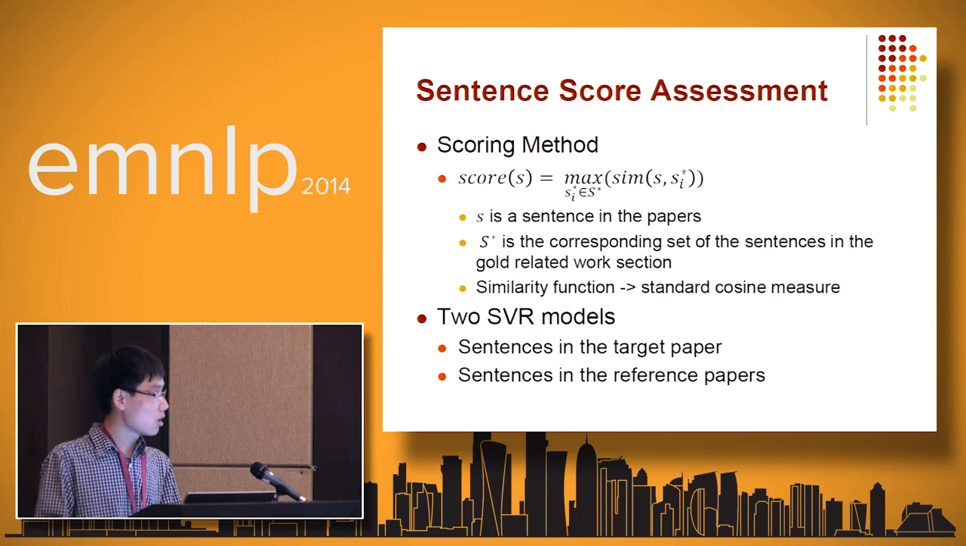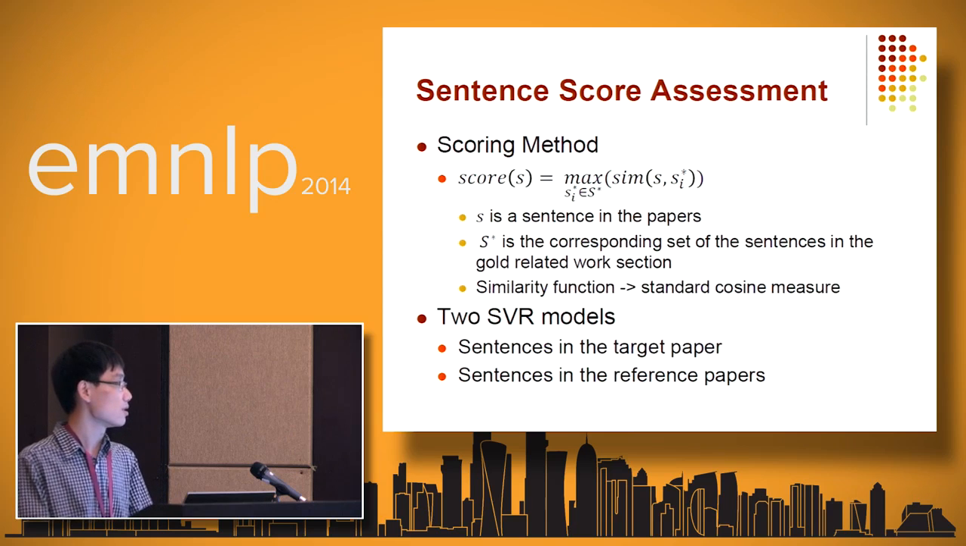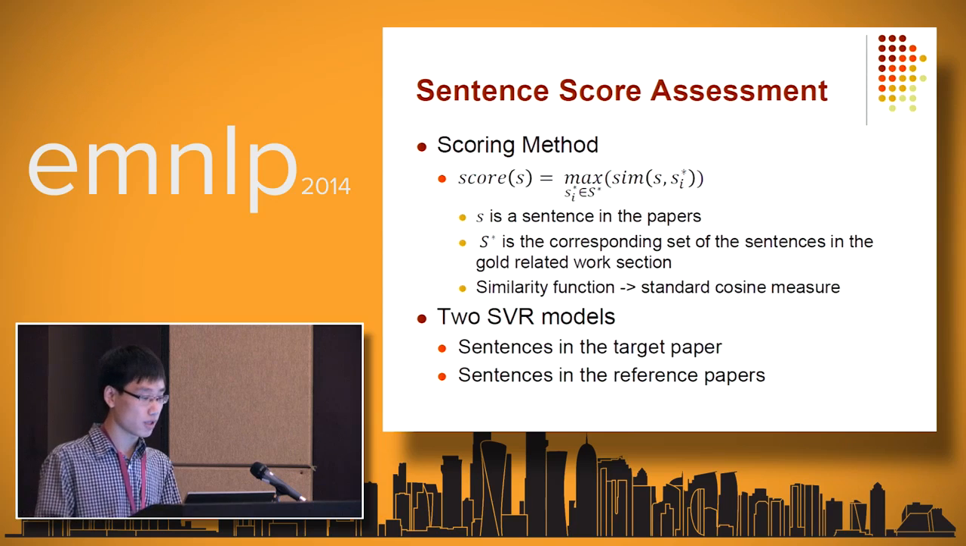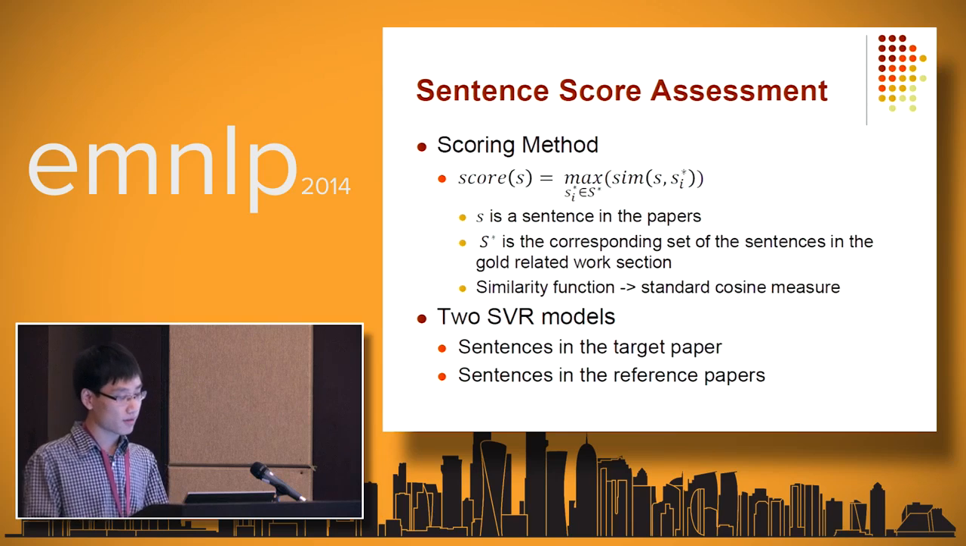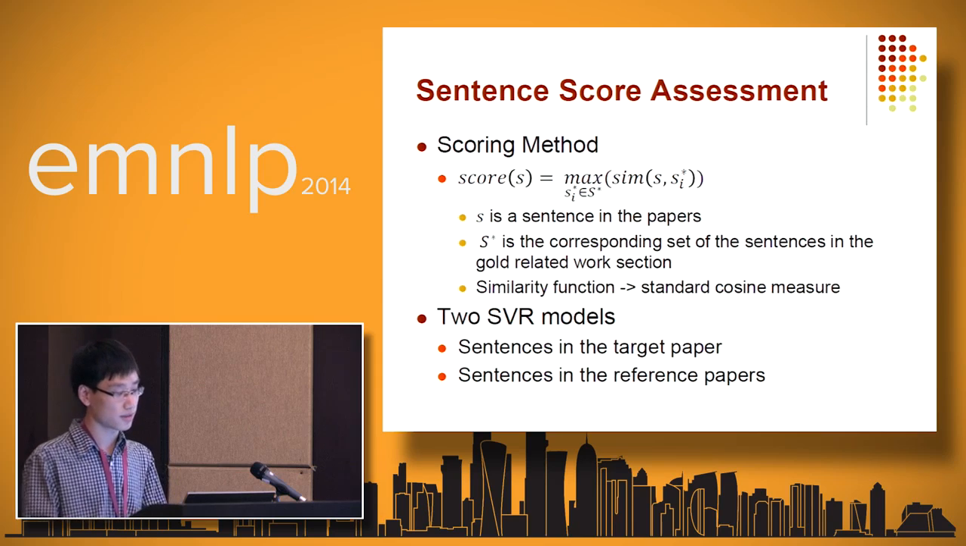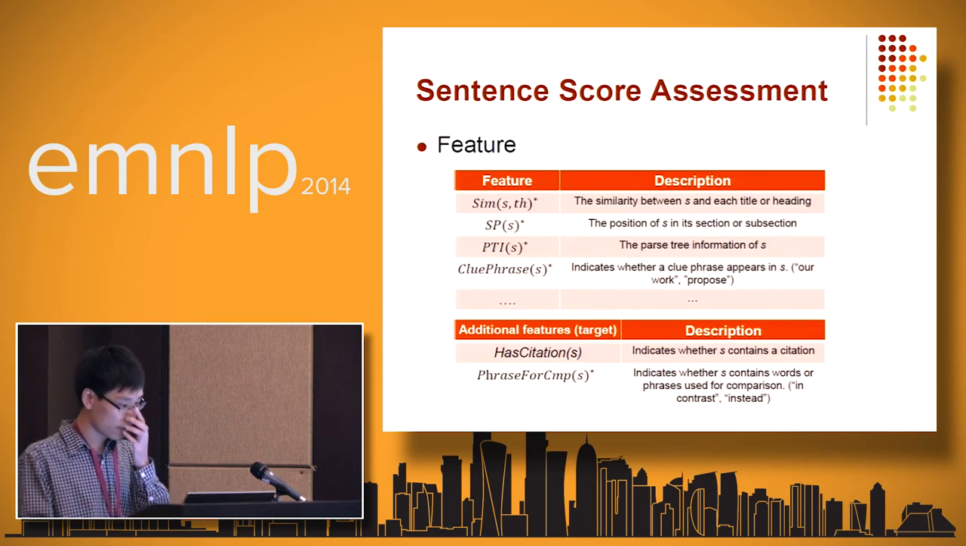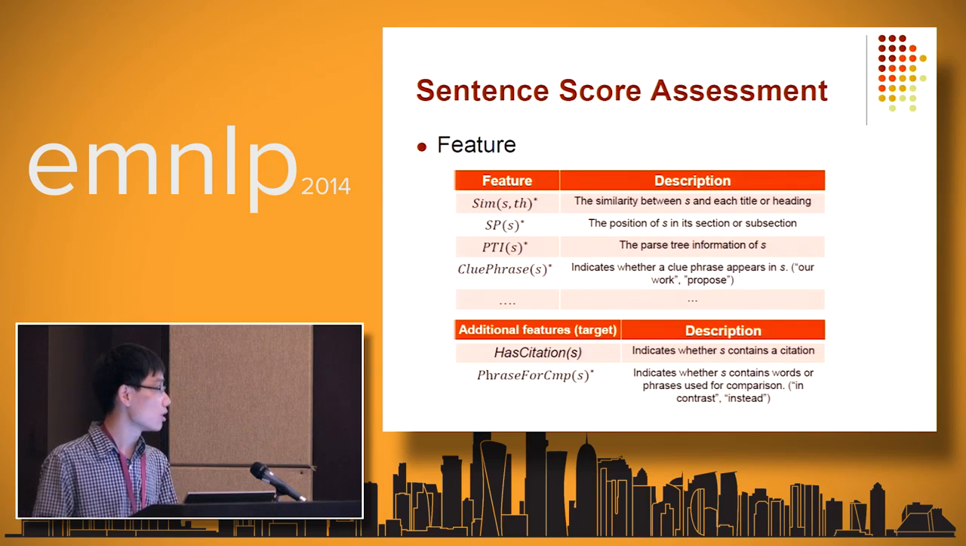The importance score of a sentence is defined as the max similarity between this sentence and one sentence in the corresponding set of sentences in the related work section. Here, standard cosine similarity is used as the similarity function. So we have trained two different SVR models, for the sentences in the target paper and the sentences in the reference papers respectively. Here are some features we used in the SVR model.